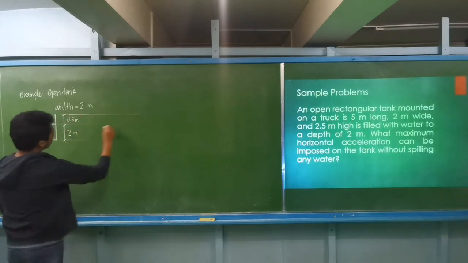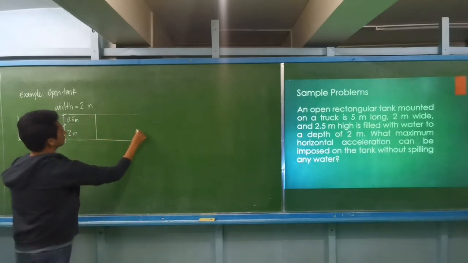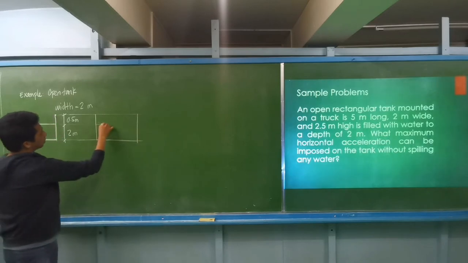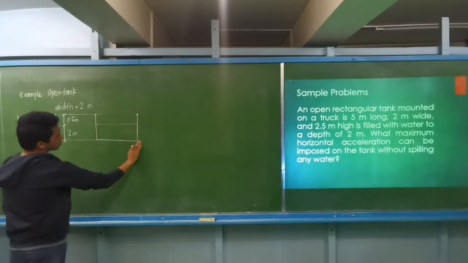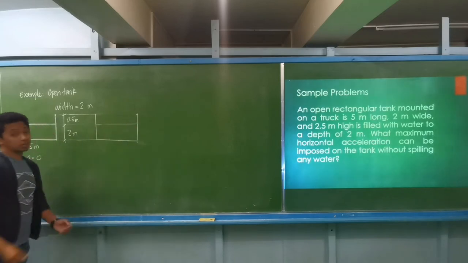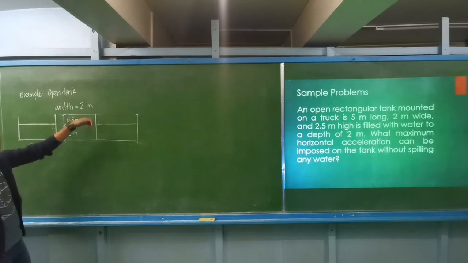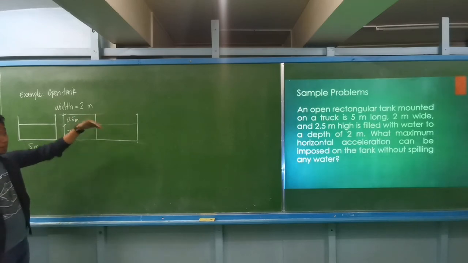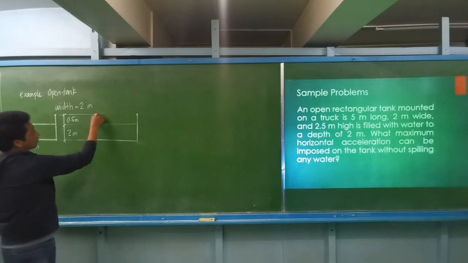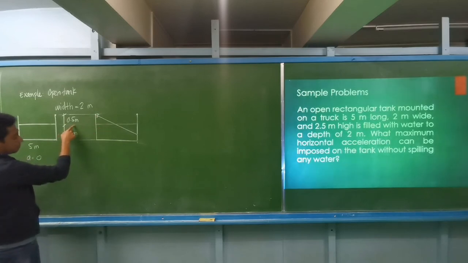So we are looking for the acceleration. Let us assume it will be accelerating to the right. Since the requirement is without spilling any water, what is the expected rise of liquid at the rear wall of the tank? We have a free space of 0.5 meter, so the liquid at the back should rise by only 0.5 meter without spilling. So it's expected that the water will rise on the rear wall by 0.5 meter.